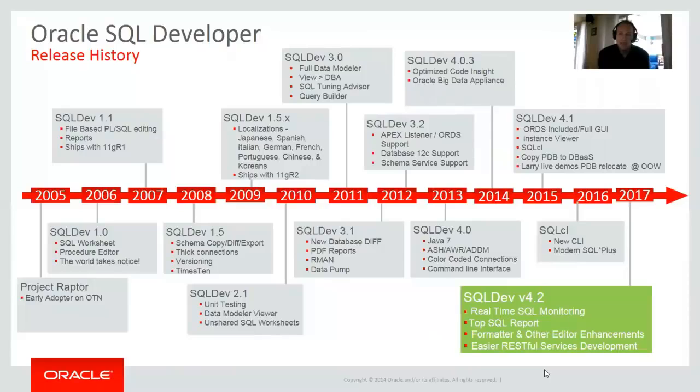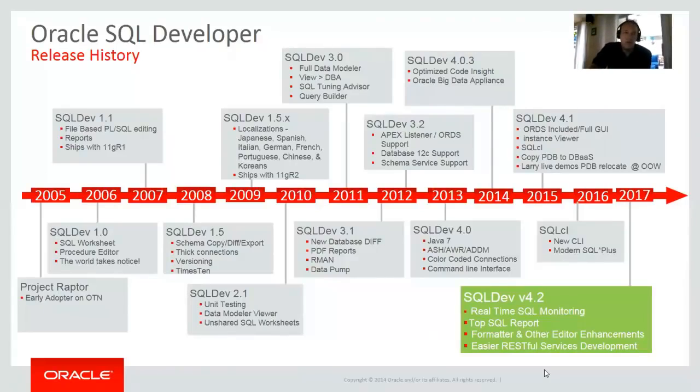The last release under that methodology was version 4.2, which really just came out spring of 2017. So if you're on a version of SQL Developer that doesn't start with the number 4, I highly, highly recommend you go upgrade immediately. And if you're not on 4.2, I would try to get to that version at least.